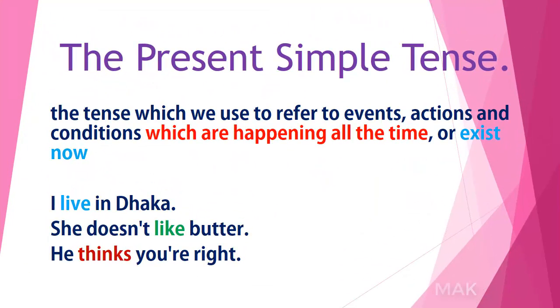The present simple tense: the tense which we use to refer to events, actions, and conditions which are happening all the time, or exist now. The sentences I live in Dhaka, she doesn't like butter and he thinks you're right are all in the present simple.